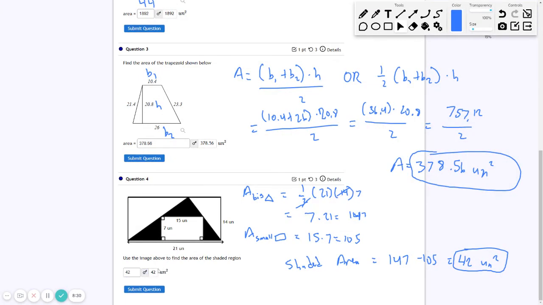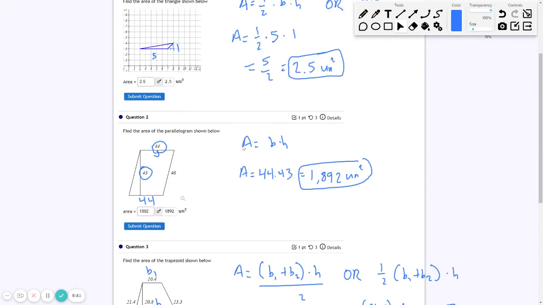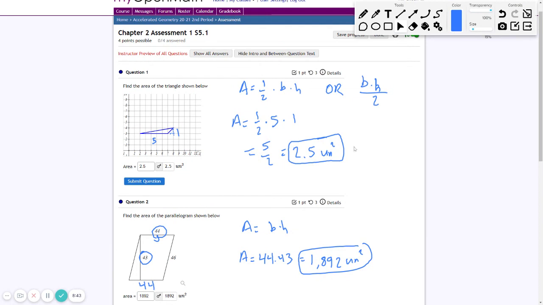So all this is area. So I wrote down the formulas. If you guys are taking notes on this, make sure you have the formulas at least familiar to you because we talked about the trapezoid formula, we talked about the parallelogram formula, and we talked about the triangle formula. So hopefully that helps. Let me know if you guys have any questions.